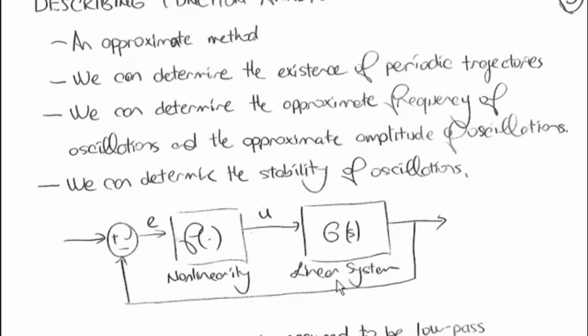So we have a linear system, which is somehow good, because the main idea of describing function analysis is to replace this nonlinearity with a linear system and use the linear control tools in order to analyze the behavior of this overall nonlinear system here.